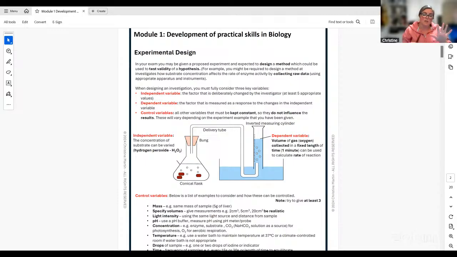I want to give 5 values. So if I'm going hydrogen peroxide concentration, I might put 0, no hydrogen peroxide, but then you'd be looking at a 2%, a 4%, a 6%, etc., which would be you giving 5 values for a concentration of the substrate. That concentration of the substrate is what I'm changing. Therefore, I need to control things like the volume.